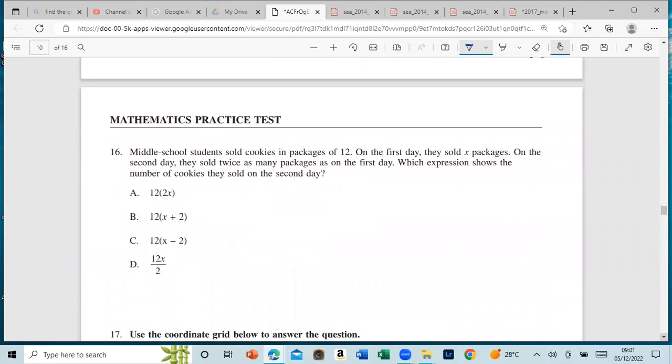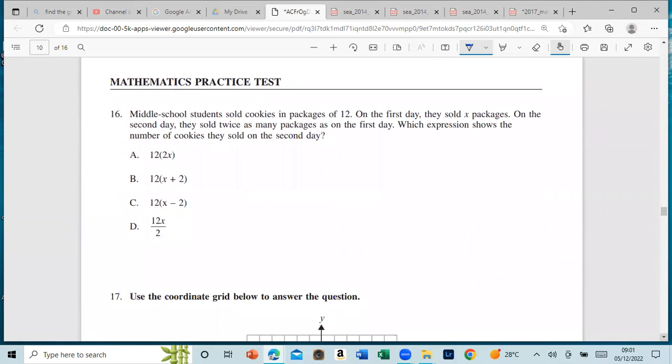Alright, so let's move on to number 16. It says, middle school students sold cookies in packages of 12. On the first day, they sold x packages. On the second day, they sold twice as many packages as on the first day. Which expression shows the number of cookies sold on the second day? Notice they say the second day. They didn't say in total, right? They said for the second day.